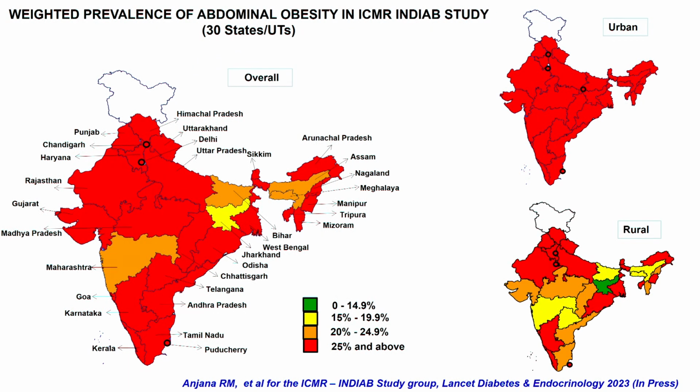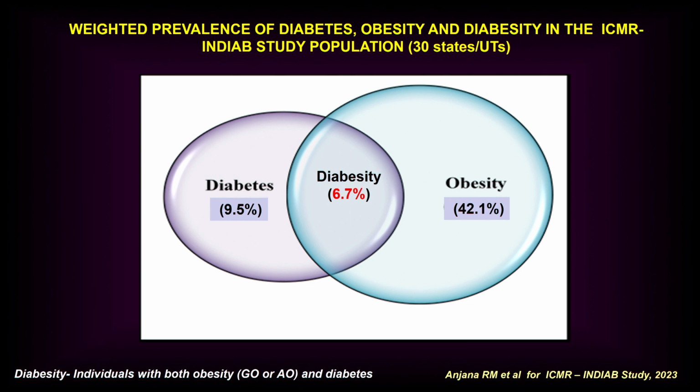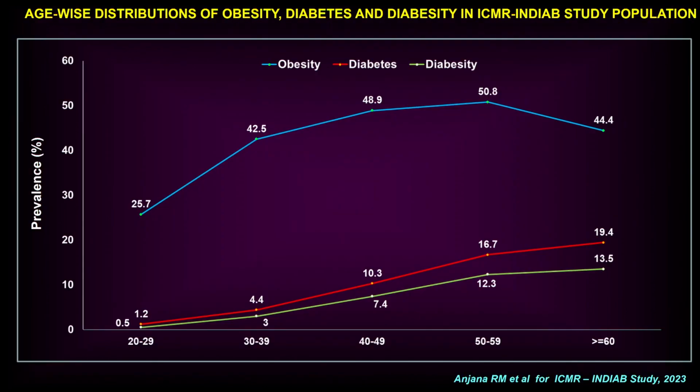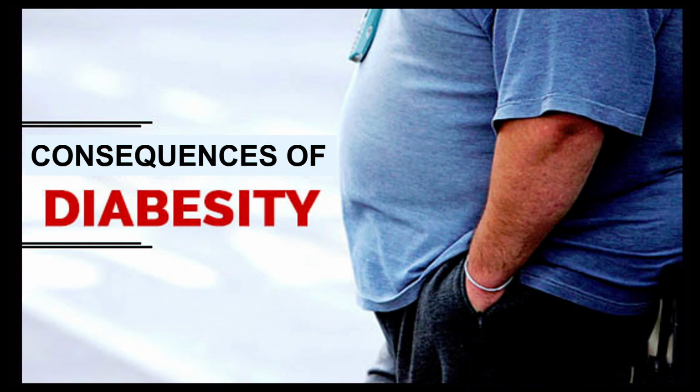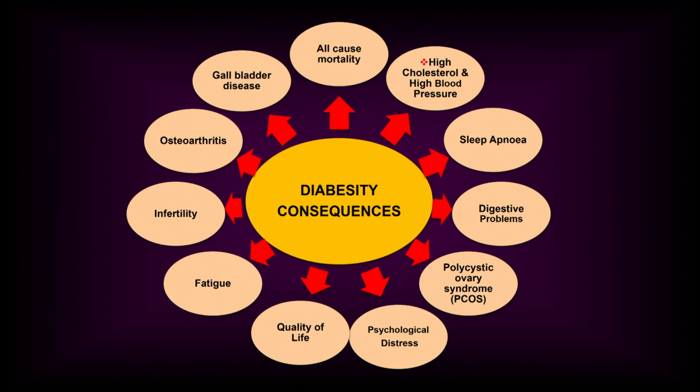This is abdominal obesity. This is our country, and abdominal obesity, 25% prevalence. The whole country has about 25% prevalence. So what is the prevalence of diabesity overall? It's 6.7% in whole of India, urban, rural, etc. You'll see very similar maps to the Chennai data that I showed. There is an increase in age of diabesity. Numbers increase pretty much.